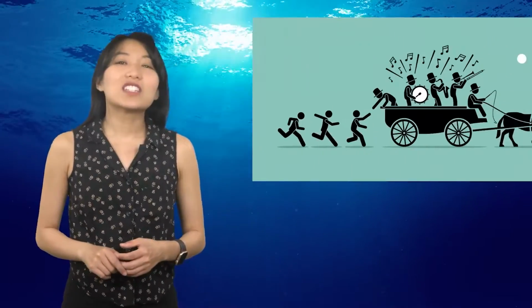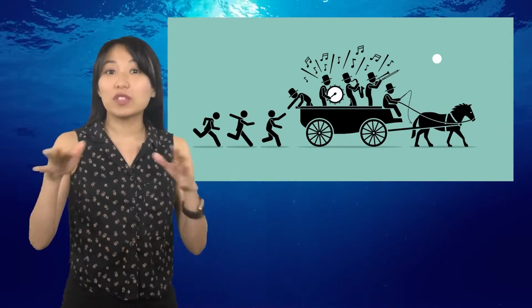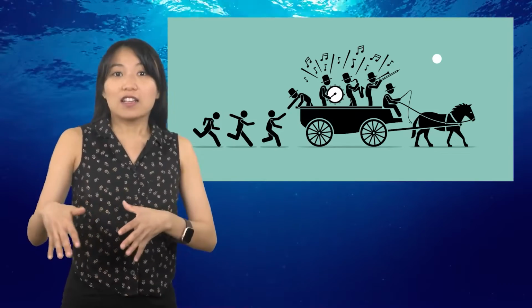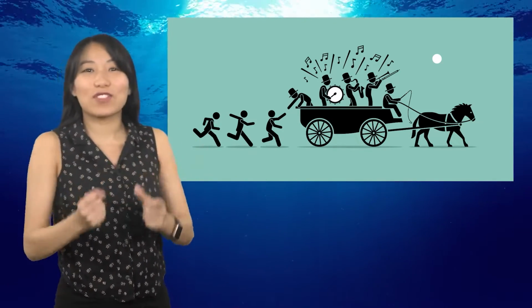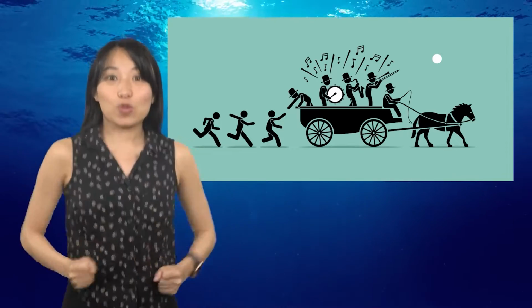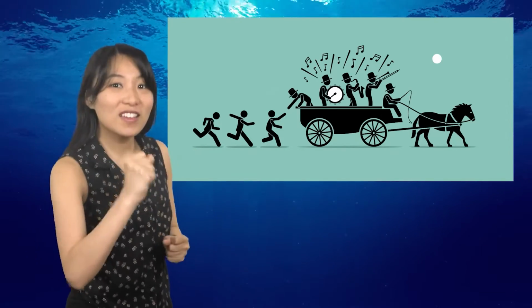The term bandwagon dates all the way back to the 1800s. Politicians would hire a band and put them in a horse-drawn wagon. They would parade the band through the towns to raise awareness for their campaigns. Supporters would jump on the bandwagon and join them.